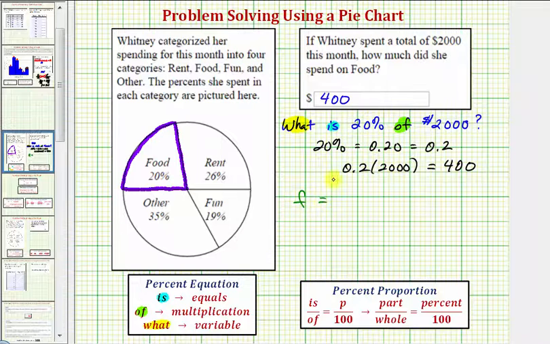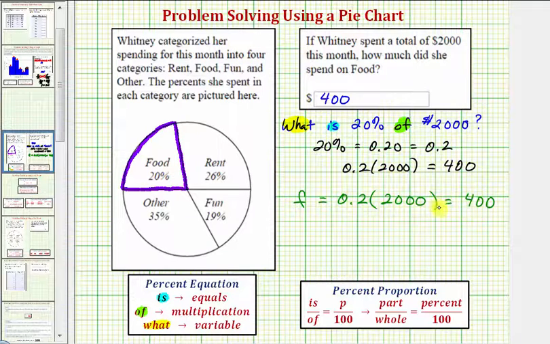Is means equals. 20% as a decimal we know is 0.2. Of means multiplication. And then we have $2,000, or just 2,000. And notice how this product is the same as the product shown here, which we already know is 400. So of course, using the percent equation, we get the same result.